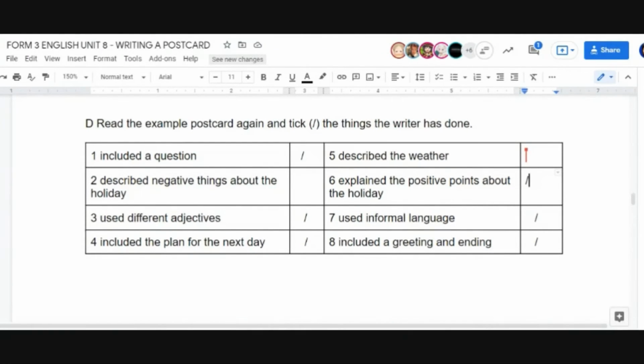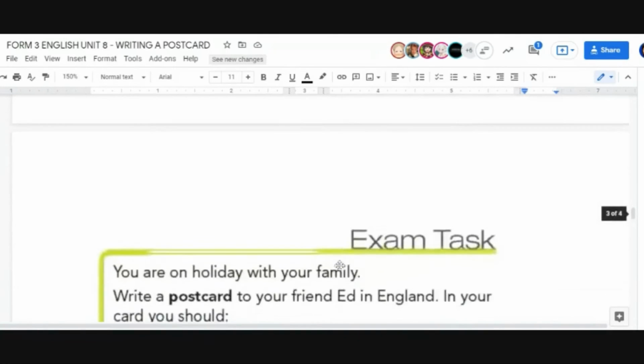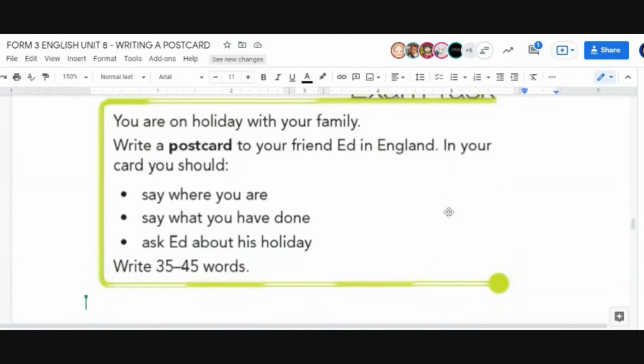Good. All right, number eight, included a greeting and ending. Yes. Okay, so basically these are the things that you should include in your postcard also when you do your exam task later. Okay, so this is the one that you are going to do. Okay, you're on holiday with your family.